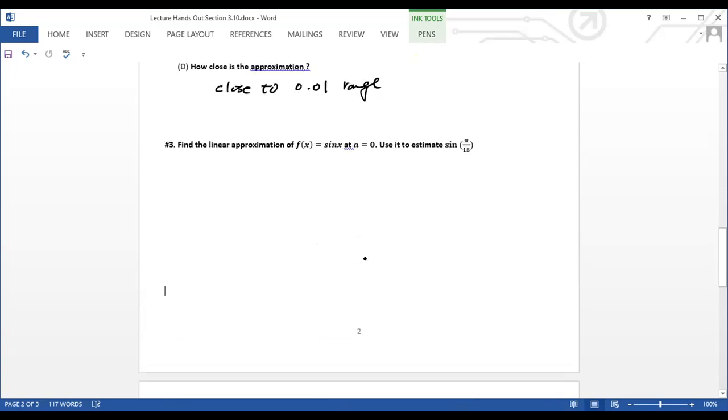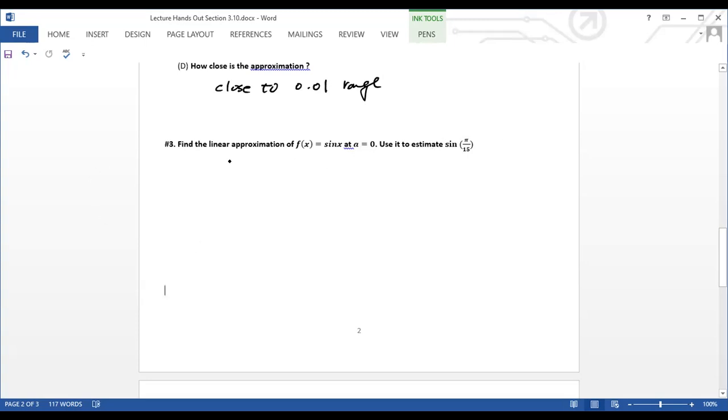Okay, now let's take a look at this one. This problem is very neat. It's number 3 here. They say find the linear approximation of f of x equals sine x at a equal to 0, and use it to estimate pi over 15. First, pi over 15 is not a special angle, right? Not an angle we are familiar with. So if I don't have a calculator, how do I do it?